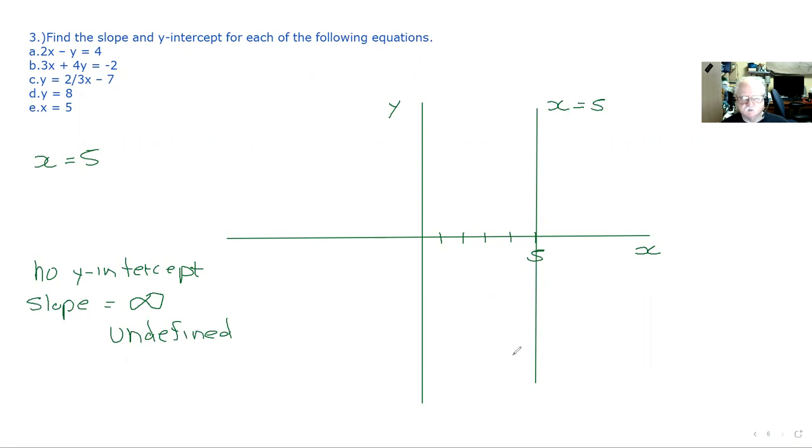But it's just a vertical line. So that one really has no y-intercept and no slope. So that's the best we could do, just report it in that way and hope that that's what they were expecting us to come up with. So let's call it quits there with that question.